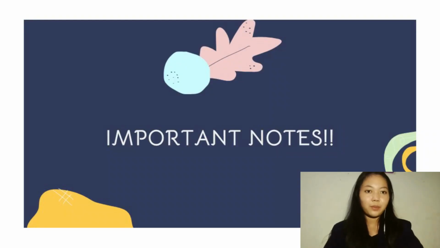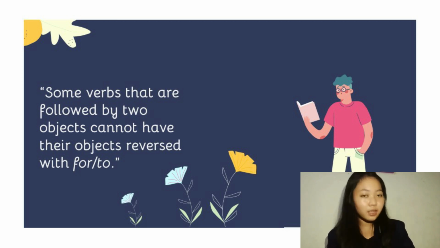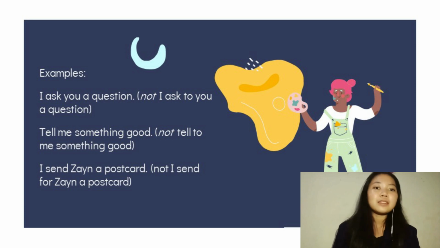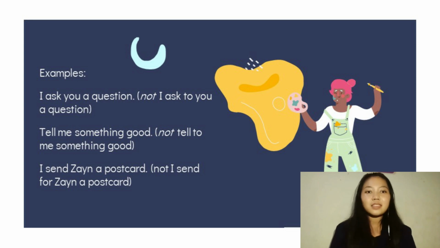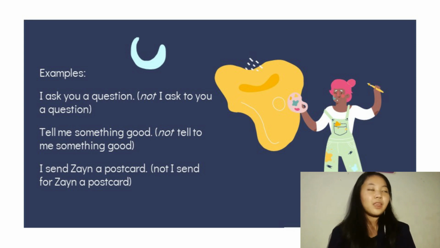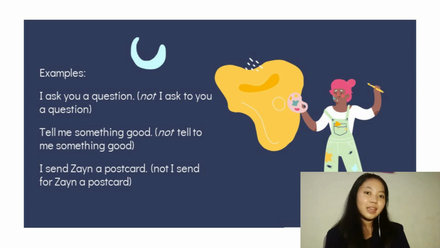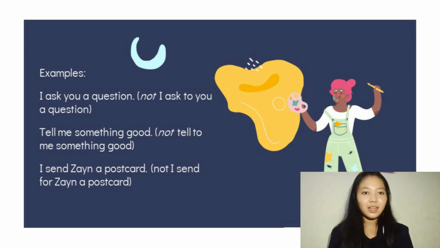And then the next thing I'm going to tell you is some important notes that you must remember. The first one, some verbs that are followed by two objects cannot have their objects reversed with to or for. For example, I ask you a question, not I ask to you a question. The next, tell me something good, not tell to me something good. And last one, I send Zane a postcard, not I send to Zane a postcard, not even I send for Zane a postcard.